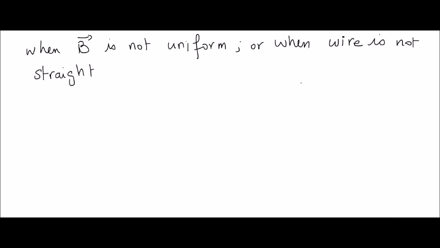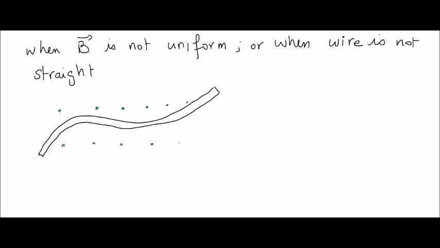Let me take an example of the second condition. Let's draw just a wire like this. That's my wire. And I have, let's say, a magnetic field. We draw magnetic field lines. That's a magnetic field. Let's assume the magnetic field is uniform here, but the wire is not straight. So what is the force?